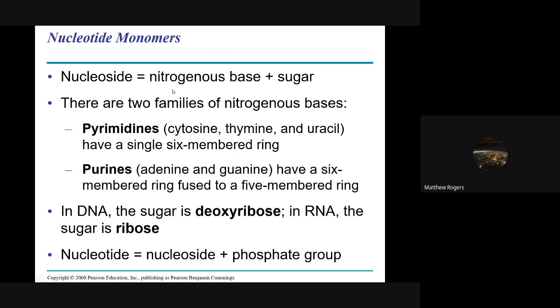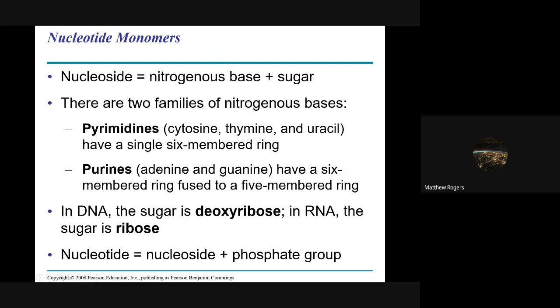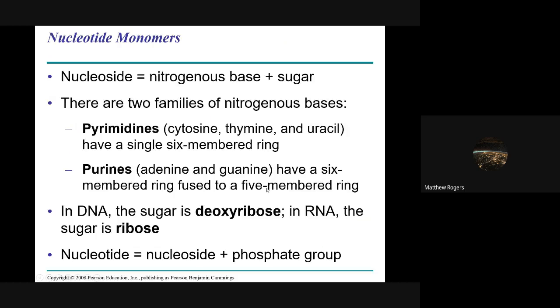I really don't hit this very hard, but I guess it's good to at least see. The pyrimidines, that's cytosine, thymine, and uracil. They're single 6-membered rings. You see them over here. And then purines, they're made up of 2 rings. We have a 5 coming off of the 6. I don't really talk about that too much.